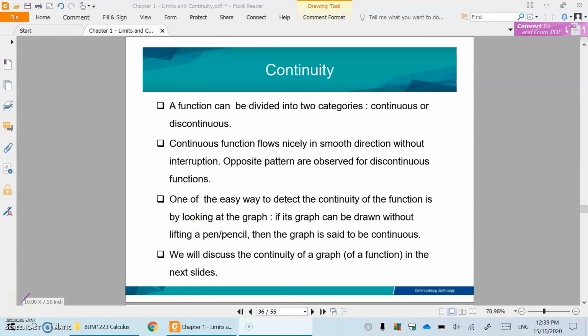So we have learned how to evaluate the limit at infinity. In the next video, we'll briefly discuss the concept of continuity.